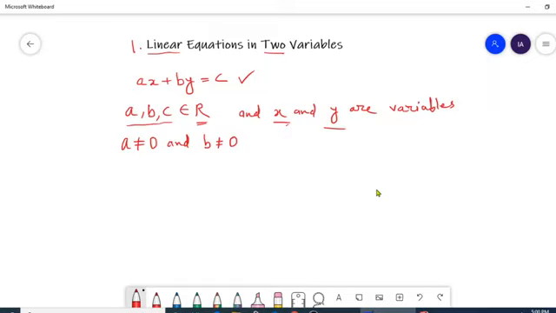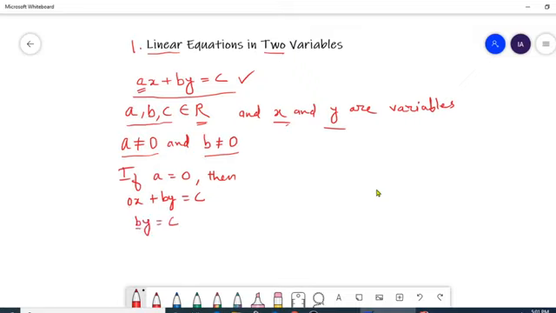I'll tell you why it is important. Because if either a is 0 or b is 0, it will contradict the basic requirement for being a linear equation in two variables. For example, if a is 0, then what happens? I'm going to substitute a equals 0 in our general form. When you substitute a as 0, this becomes 0 times x plus by equals c. So 0 times x becomes 0. So what is left? by equals c.